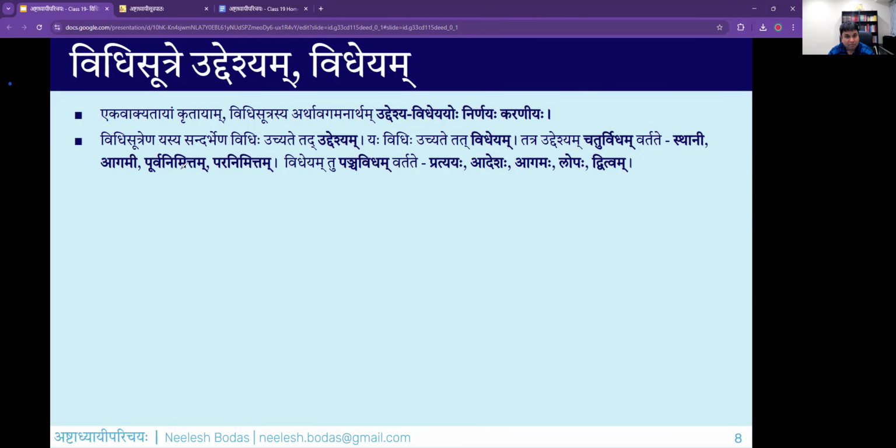So in this particular example, Devadatta is known to us, Yajnadatta is known to us, Somadatta is known to us, action of standing is being told. So all this, the Purva Nimittam, the Para Nimittam, the Sthani are all Uddesham, are all already known to us. Sthani is the direct target. Agami, similarly the direct target. Purva Nimittam is the entity after which the target will be present. Paranimittam is the entity before which the target is present.